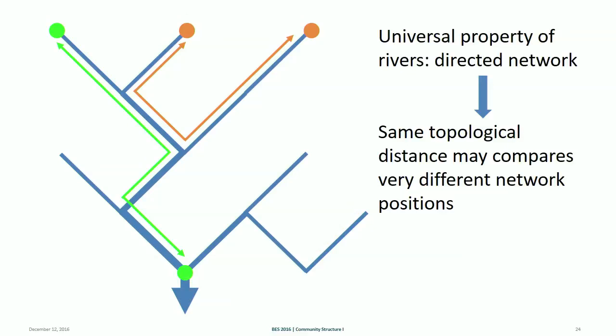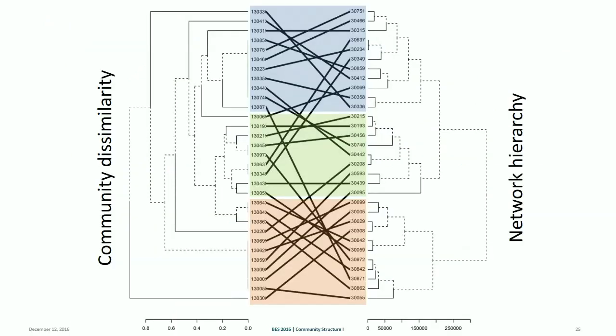So one of these universal properties of river networks is that they are directed. And even though this distance along the network is the same topological distance as this distance, comparing two headwater sites is really a different thing than comparing a headwater site to the outlet site. To look at this, we wanted to retain the hierarchical structure of the network on the left-hand side, and we compared it to the dissimilarity of communities.